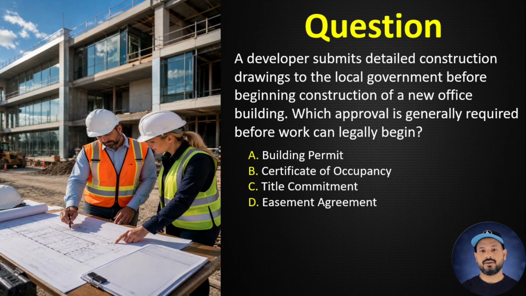Question number 27. A developer submits detailed construction drawings to the local government before beginning construction of a new office building. Which approval is generally required before work can legally begin? A. Building permit. B. Certificate of occupancy. C. Title commitment. D. Easement agreement. Correct answer A. Building permit. Construction generally requires a building permit before work begins.